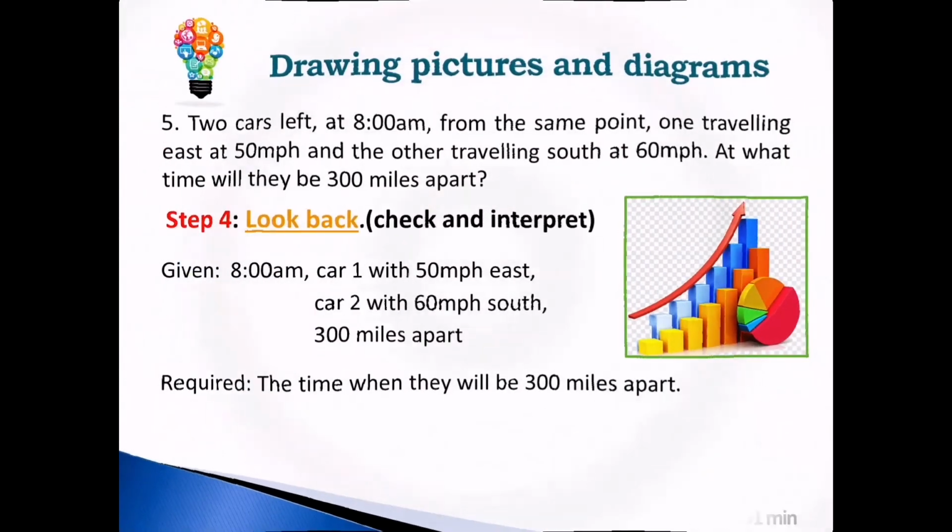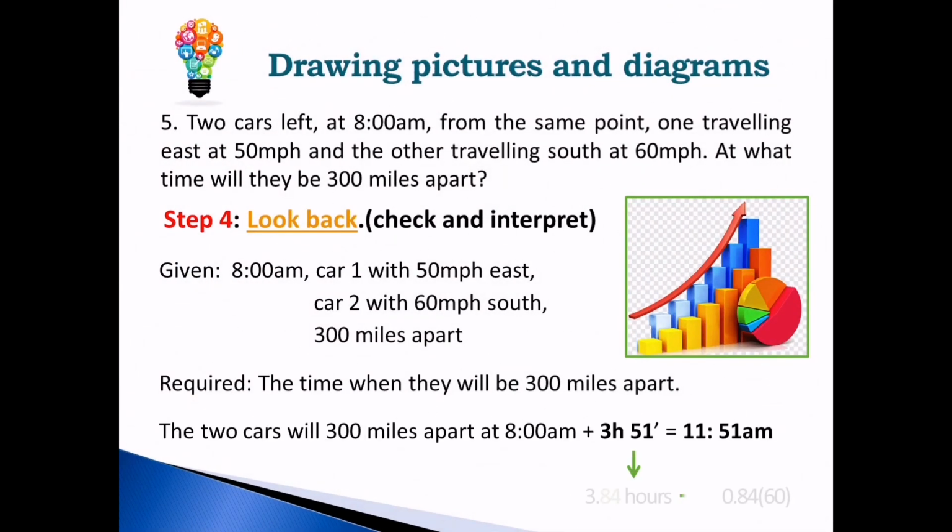So how are we able to say what time it is when they are 300 miles apart? Simply add the resulting time to 8 o'clock a.m. That is 3 hours and 51 minutes. You add them, and the answer is 11:51 a.m. So at exactly 11:51 a.m., the two cars will be 300 miles apart.